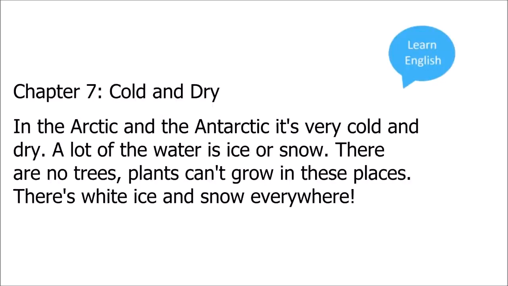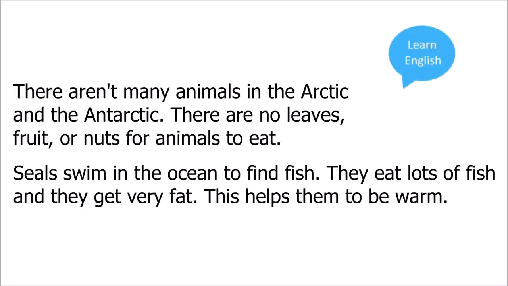Chapter 7. Cold and dry. In the Arctic and the Antarctic, it's very cold and dry. A lot of the water is ice or snow. There are no trees. Plants can't grow in these places. There's white ice and snow everywhere. There aren't many animals in the Arctic and the Antarctic. There are no leaves, fruit, or nuts for animals to eat.